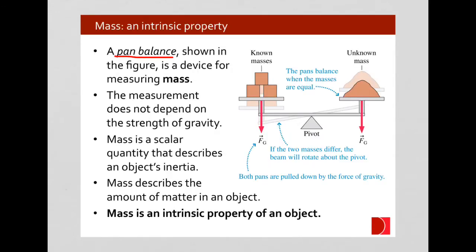A pan balance, shown here, is a device for measuring mass. The way it works is that there is a known quantity of mass on one side of the pan balance and an unknown mass on the other side.